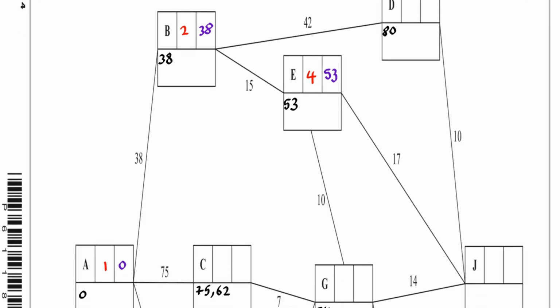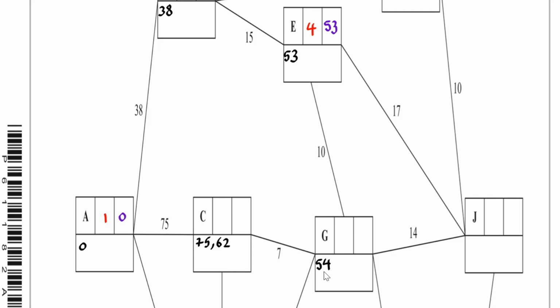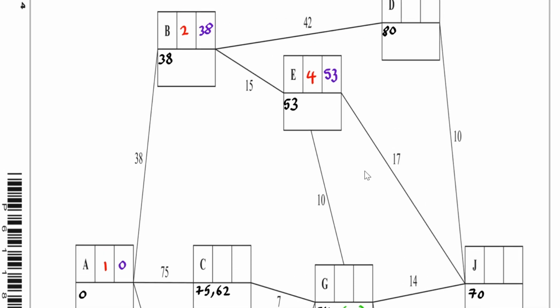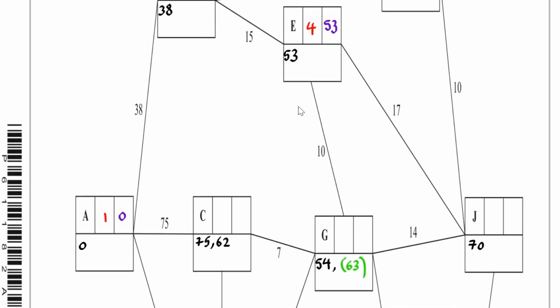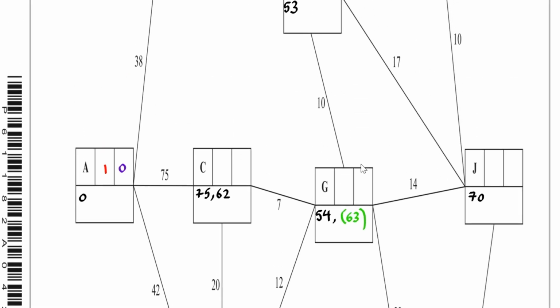We continue as normal. 53 plus 10 is 63. However, the 54 is smaller than the 63, so we leave out the 63. Perhaps if we write the 63 in brackets, that might help. 53 plus 17 would be 70. And there are no other values to put in. Out of all of these, the next smallest one is the 54. So we put the 54 into the final value box and we assign G the number 5. Let's continue as normal.